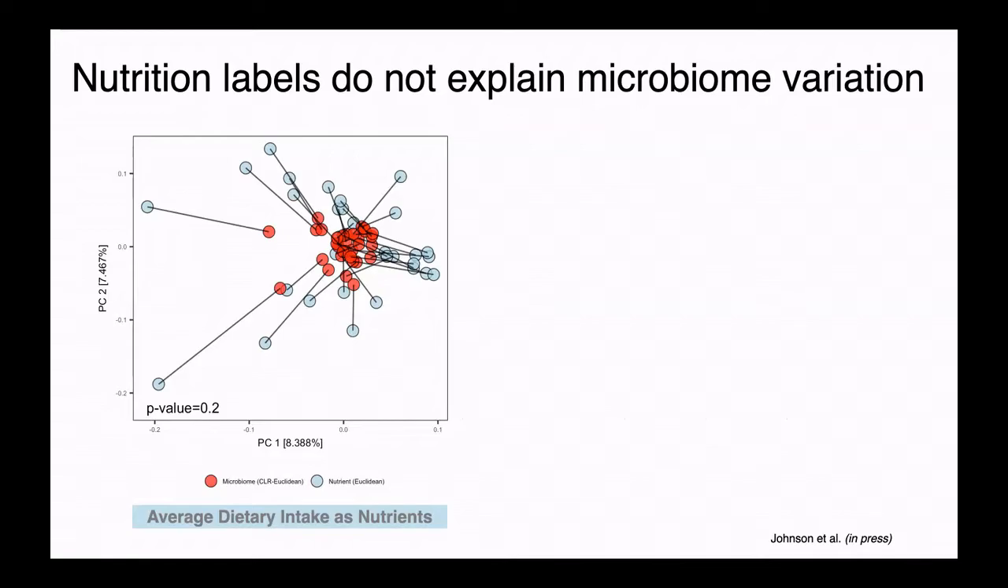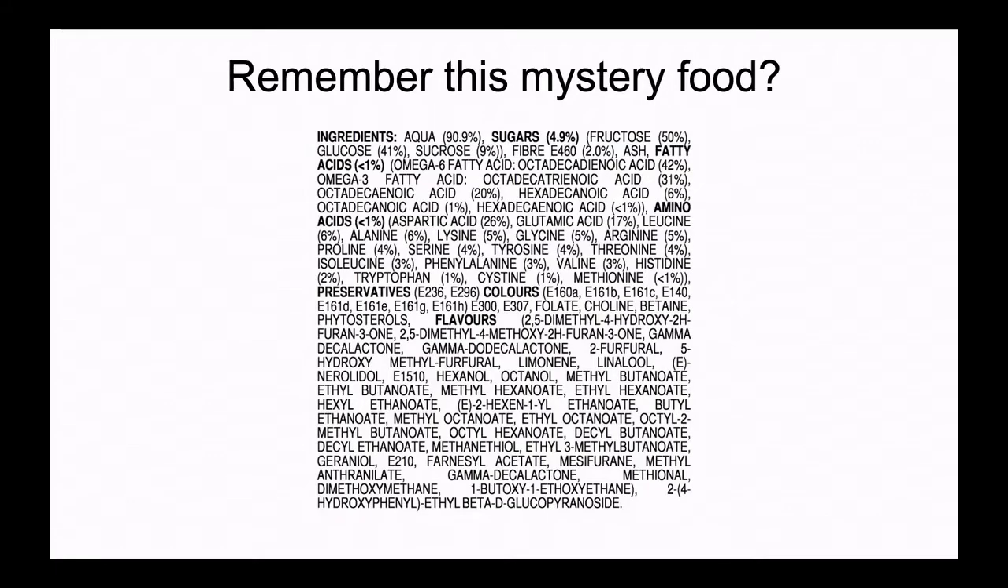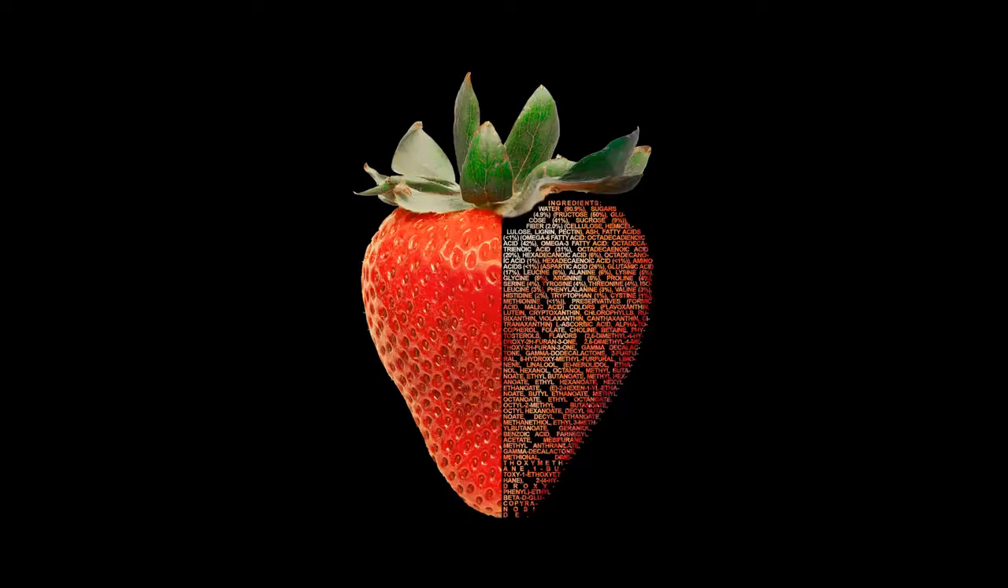So we started to think about this a little bit more. And this actually kind of made sense because remember this mystery food we were talking about earlier? This has all of these other ingredients that are not listed on the nutrition labels that the microbiome cares about deeply. And we're not capturing those in the nutrient data. So remember this food I mentioned that you all probably like to eat. This is the food. Those are the ingredients of a strawberry.